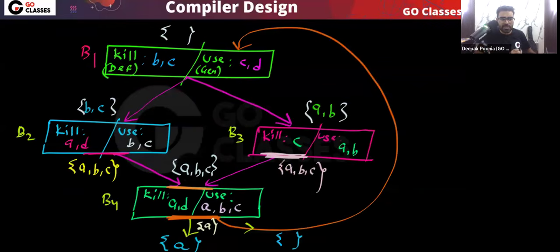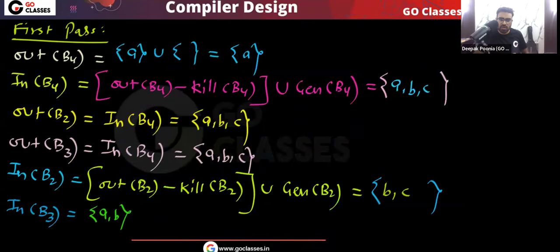Now, after that, what you will do? Now you will find out of B1. Tell me how to find out of B1. For B1, there are two successors, B2, B3. So out of B1 will be equal to union of in of the successor basic blocks. Yes or no?